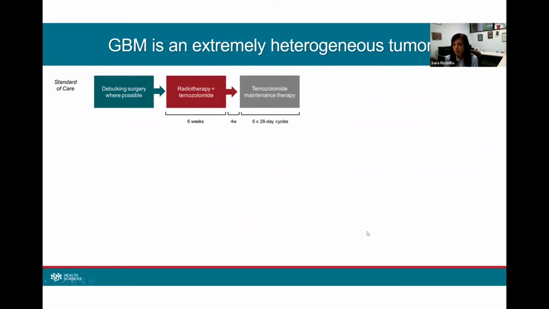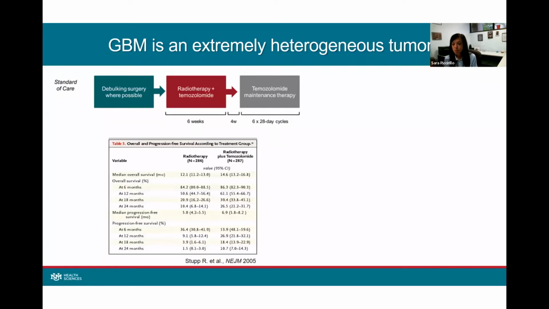The standard of care of glioblastoma consists of debulking surgery where possible, followed by concomitant radiotherapy and chemotherapy based on temozolomide. This is then followed by a maintenance therapy, again based on temozolomide. But unfortunately, despite all this surgery and treatment, the median overall survival for glioblastoma patients remains poor. It is only around 14.6 months, and the median progression-free survival is only 6.9 months.